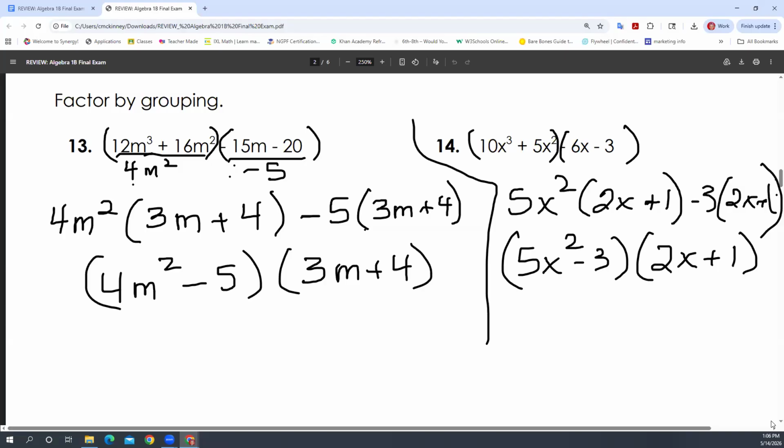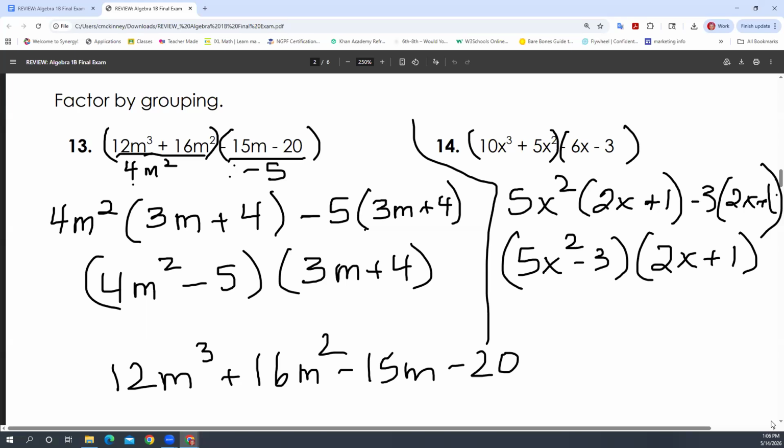If I did 4m squared times 3m, 12, this is a check. This is not something you have to do, but if you want to make sure you're right, and then 4m squared times 4, and then negative 5 times 3m, and negative 5 times 4. And that matches what I started with. So you can distribute to check your answers.